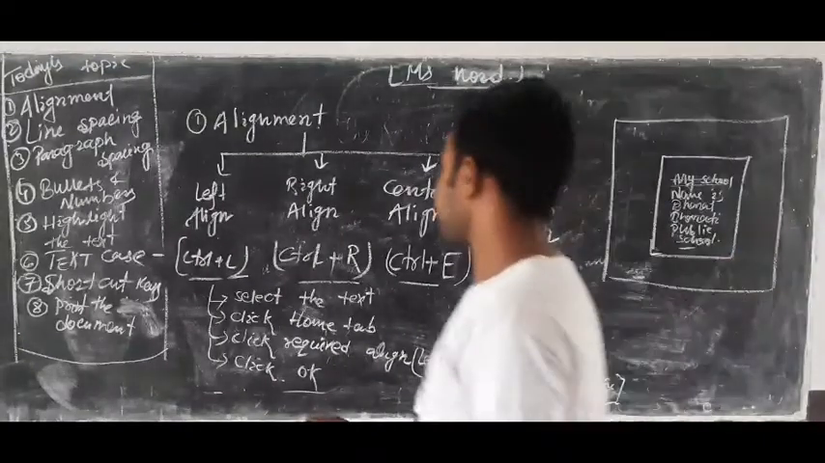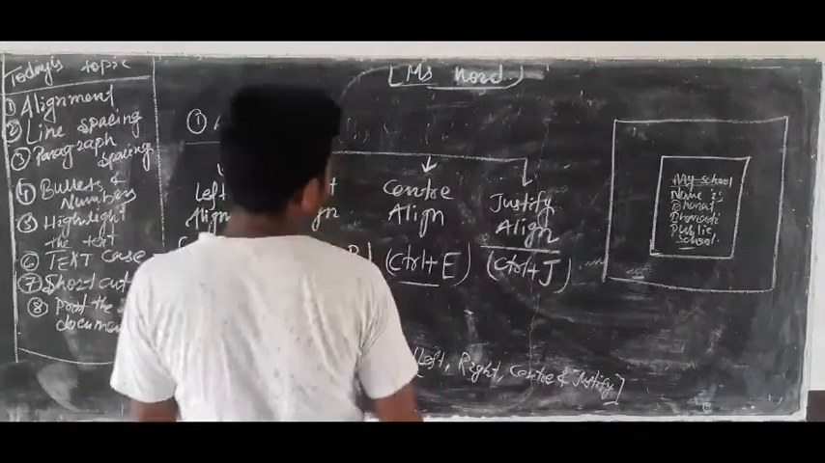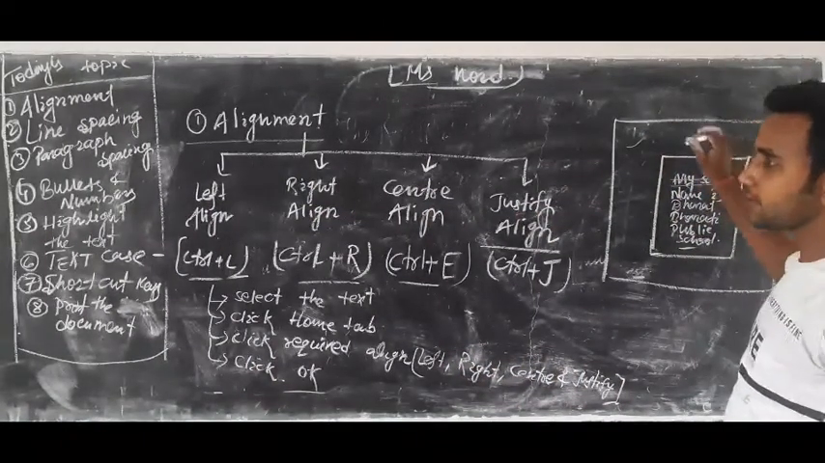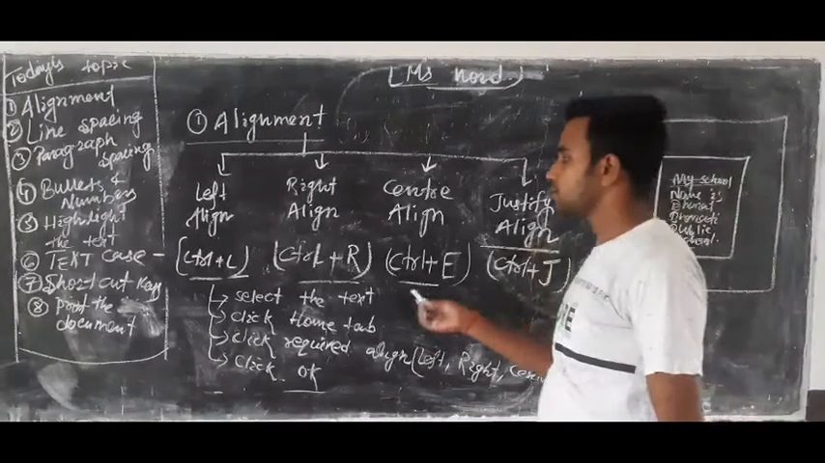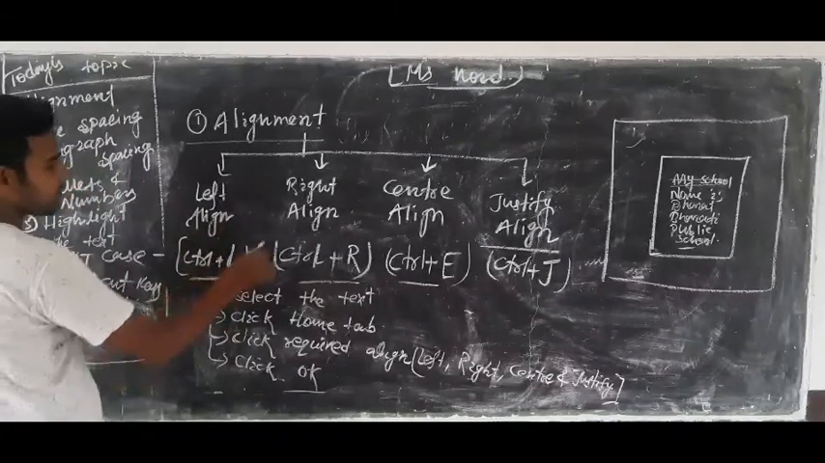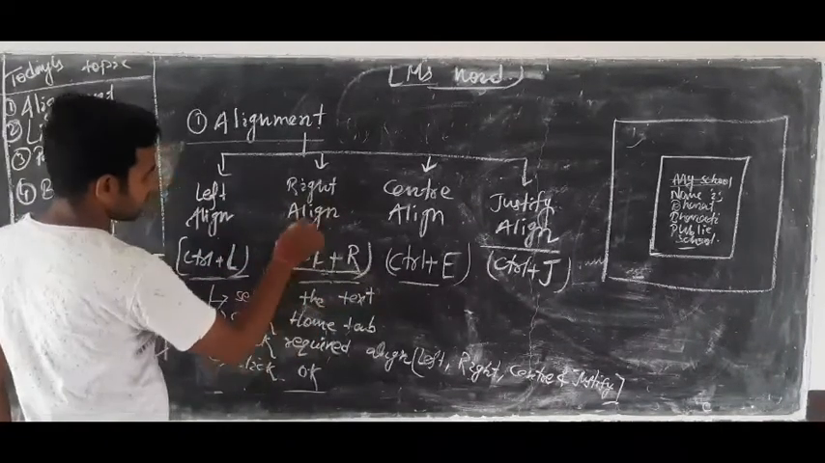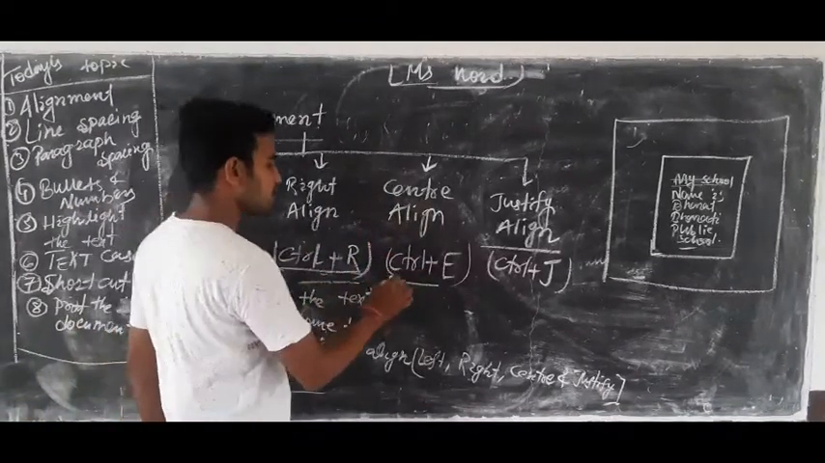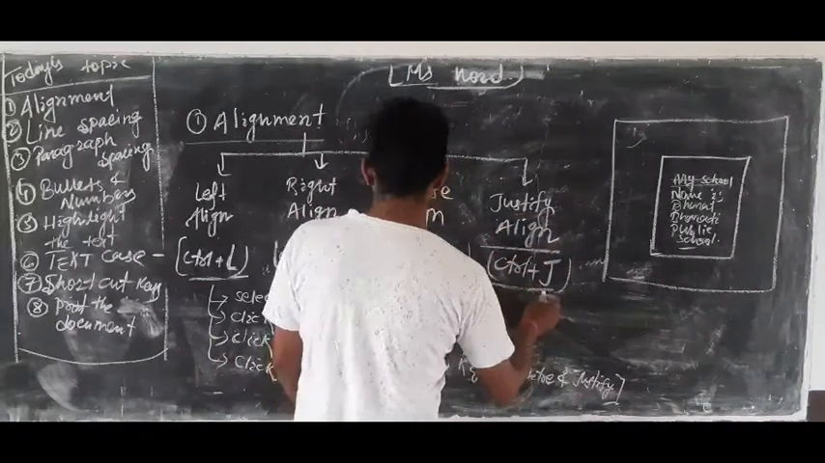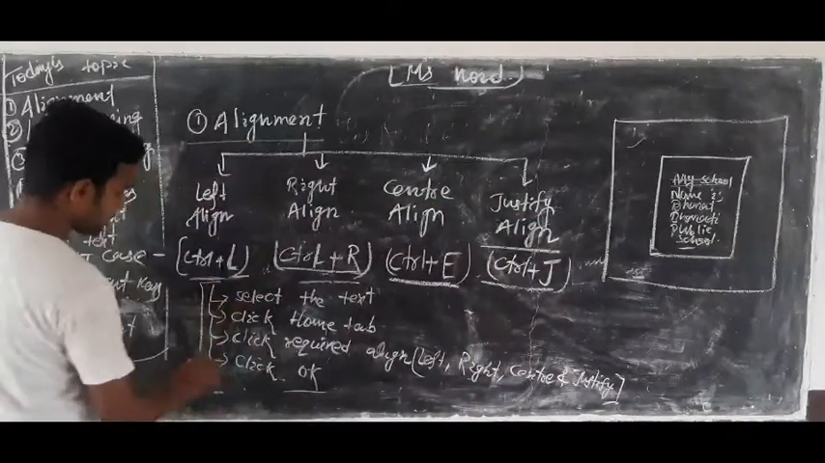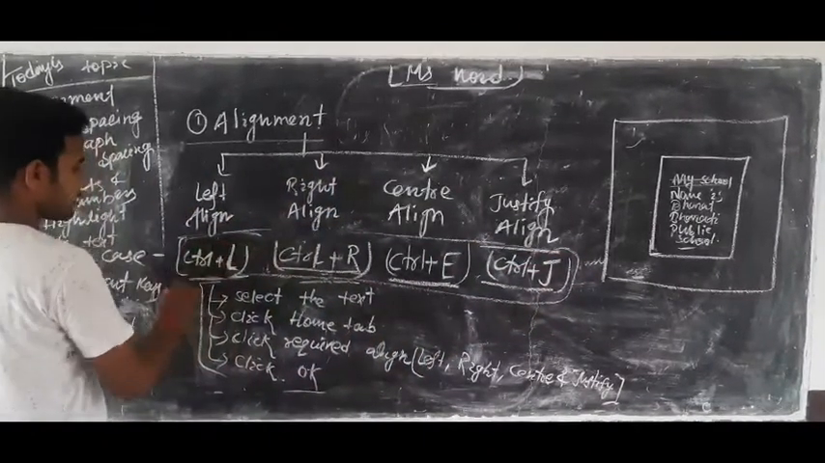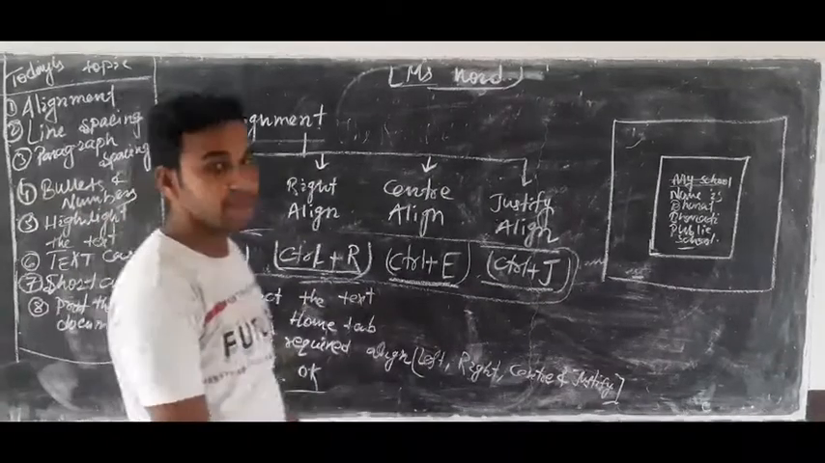Clear? So this is the alignment. I hope you have understood this. This is very, very important, and the shortcut keys are very, very important. Control plus L is used for left alignment, Control plus R for right alignment, center alignment is Control plus E, and justify alignment is Control plus J. This is the step, and this is the shortcut key for applying the alignment.